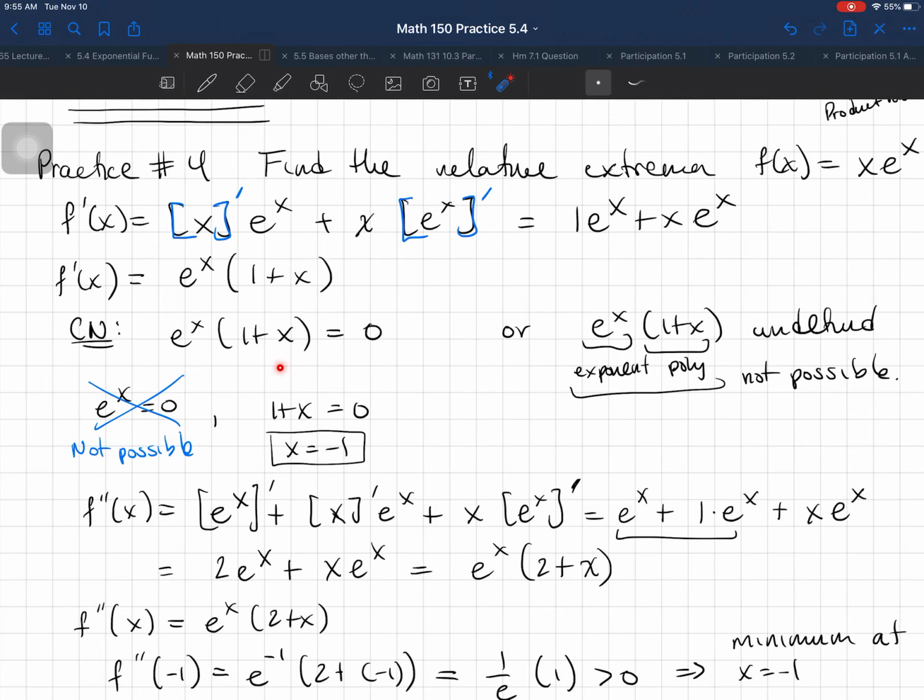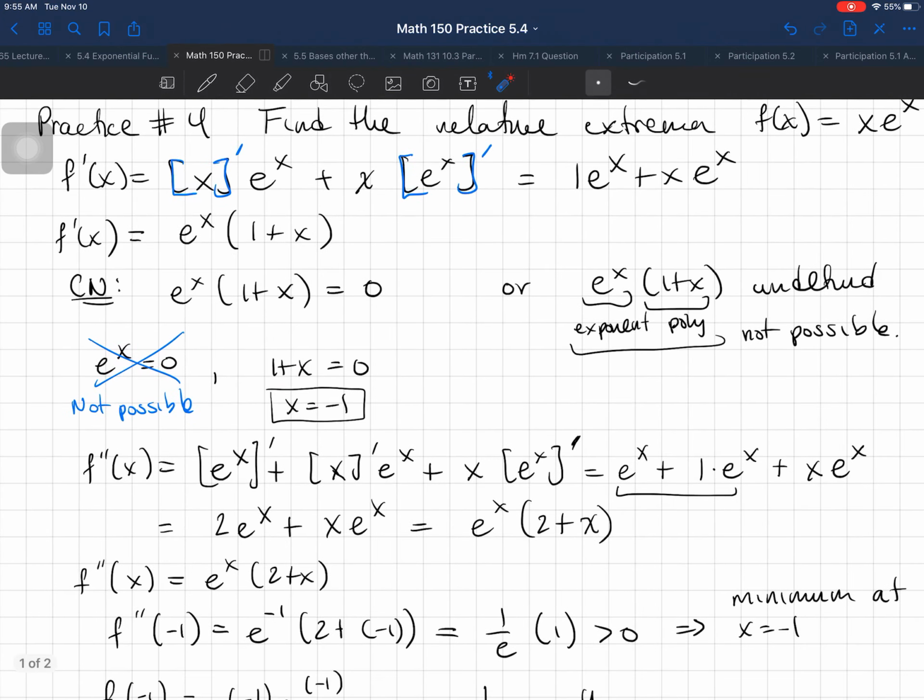Then we're going to move on to the next one. We're going to set this equal to 0. So for x, that gives us negative 1.